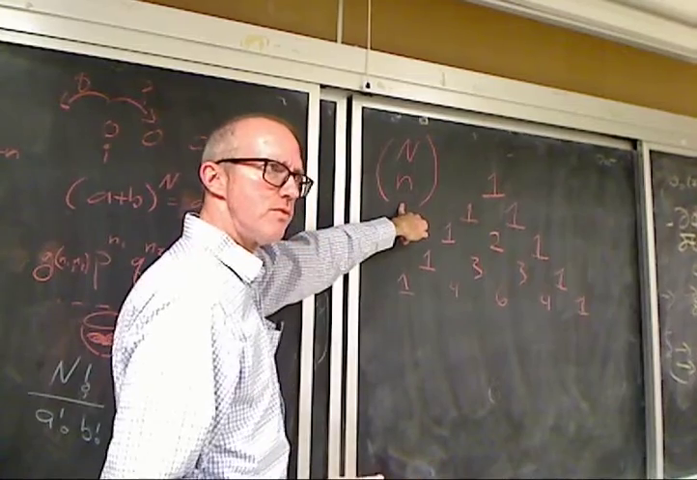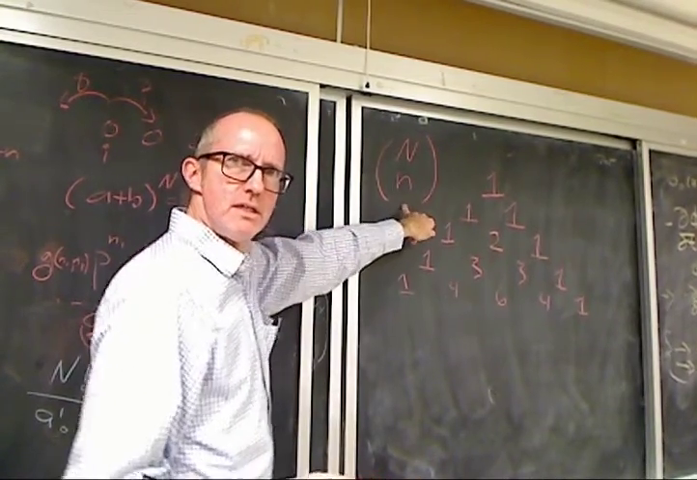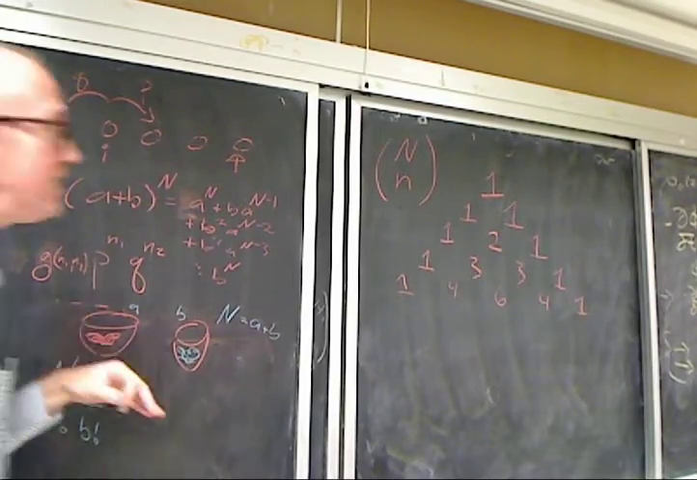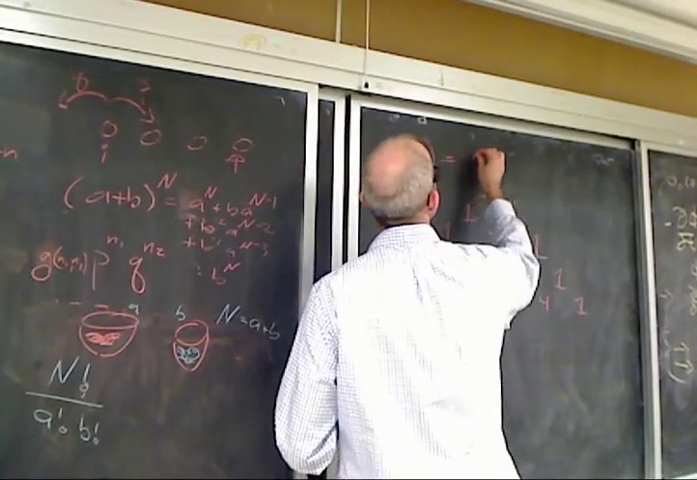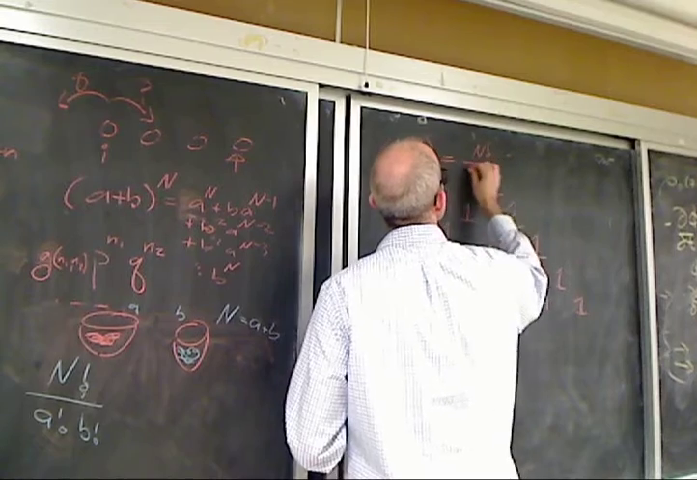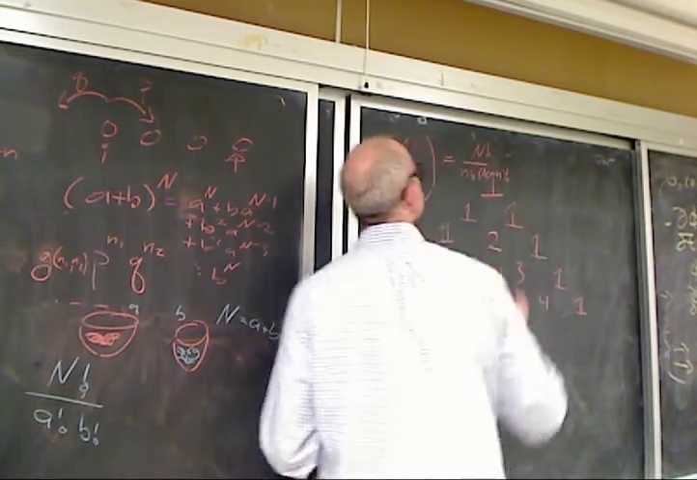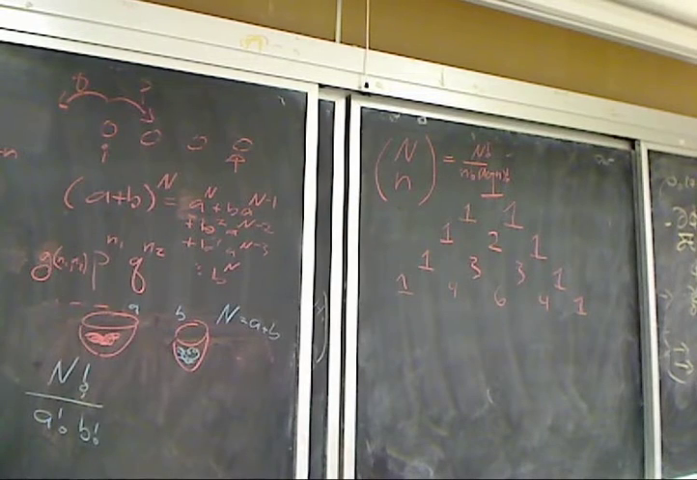This is what this notation means. Have you guys seen this anywhere before? Yeah, I've seen it, but I never understood it. Okay. So all it is is big N factorial over little n factorial times big N minus little n factorial. Which is the same thing that I did here. I just wrote it as n1 and n2 instead of n and big N minus little n.